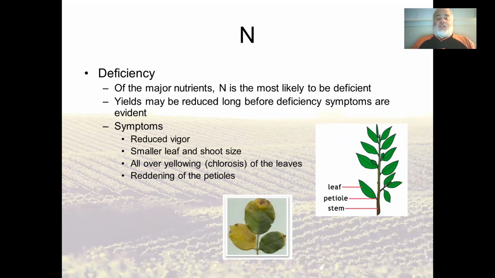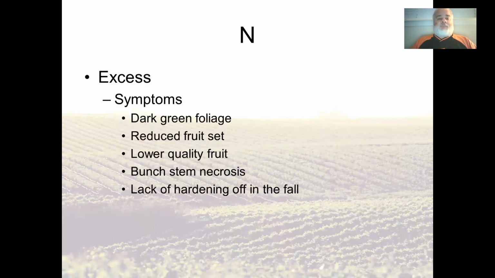That is unique to some plants that have the reddening response to stress. But yeah, the petioles of some grape varieties, most grape varieties that I'm aware of, can turn red when they are stressed for nitrogen.